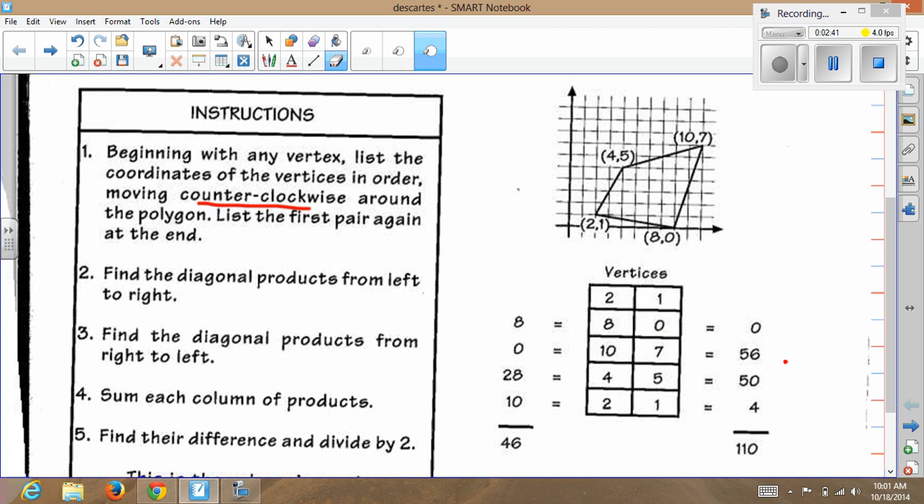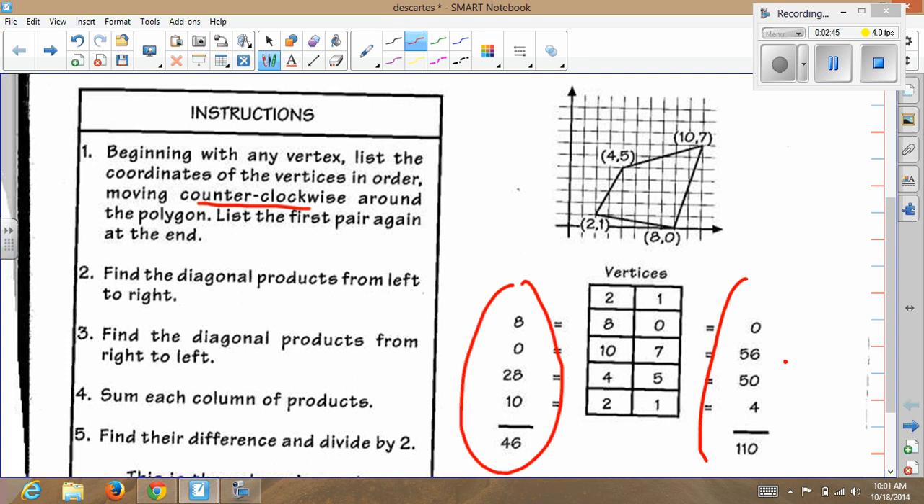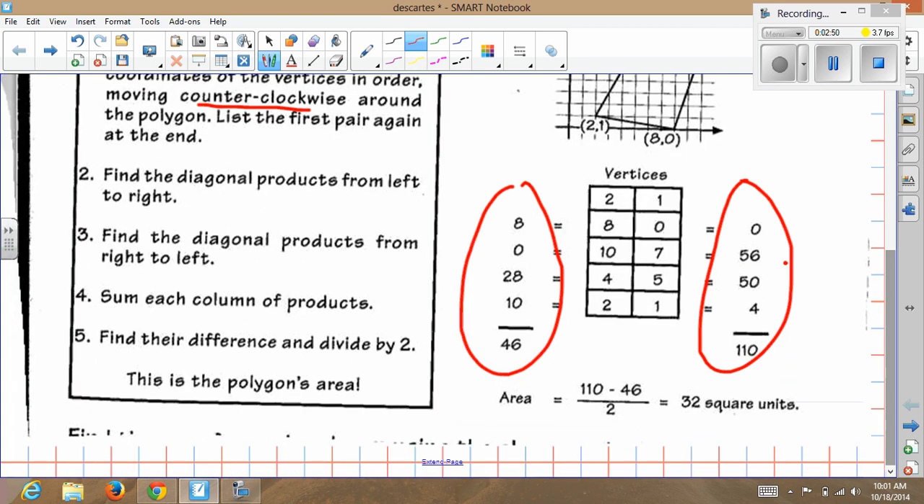Now, what I do is I'm going to add the left side of my chart and add the right side of my chart. And the final process of this, and this isn't hard, it's just basic math, you just have to set it up correctly, is to subtract these two products that I got. So 110 minus 46. And what Descartes found was that if you subtracted those two sums of the products, and divided their difference by 2, you got the area of whatever your irregularly shaped polygon was.